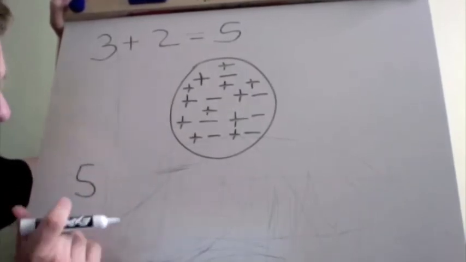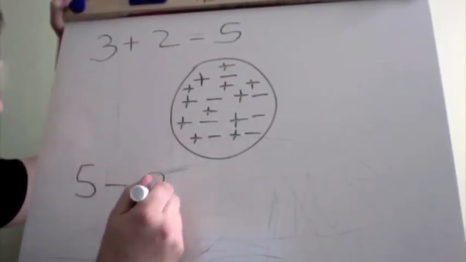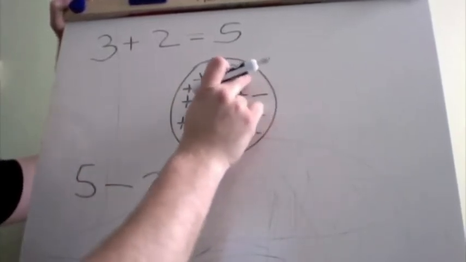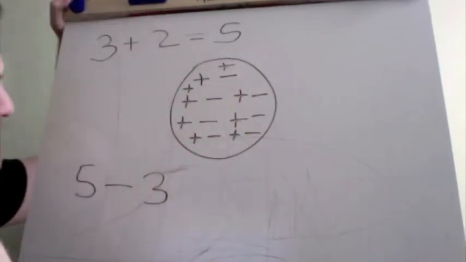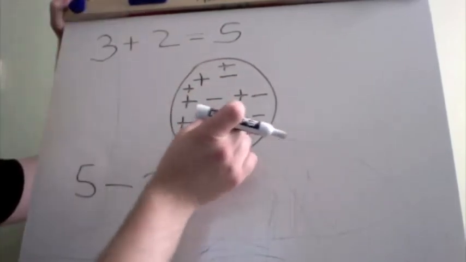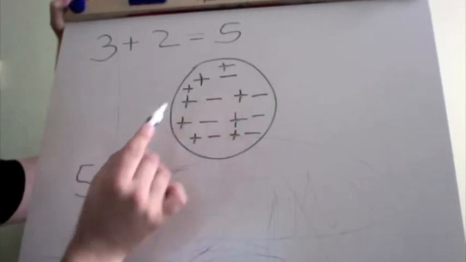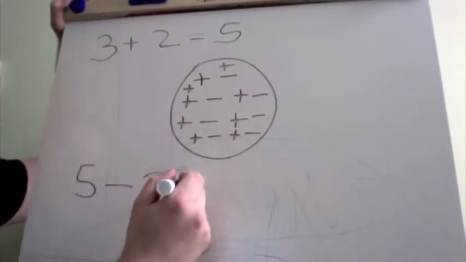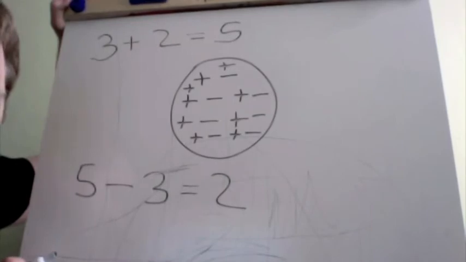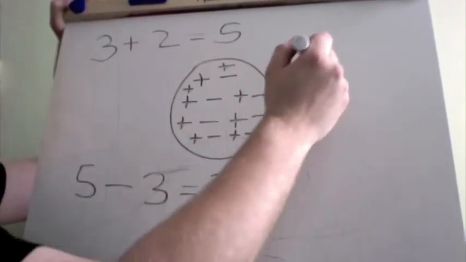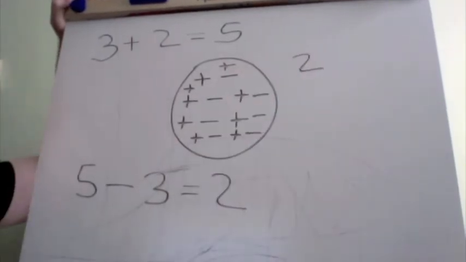Now what I'm going to do is take away 3 positive charges. 1, 2, 3. Now what's my net charge? Cancel, cancel, cancel. Well, I've got that one and I've got that one. Right? That one and that one. So really, I've got positive 2. Okay? So now I've got positive 2 in there.